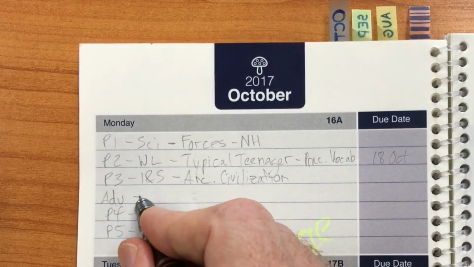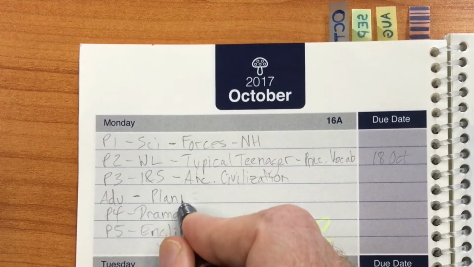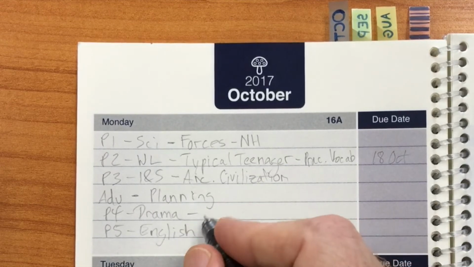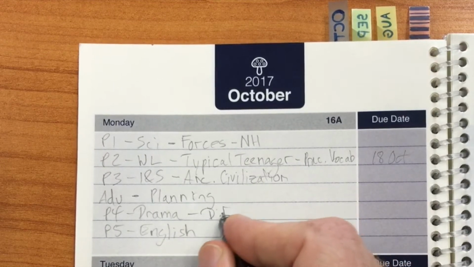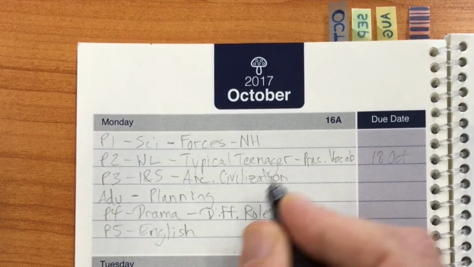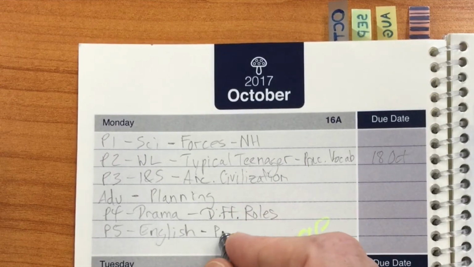And in advisory, we are planning. In drama, we're talking about how we practice different roles. And in English, we're working on a poem.